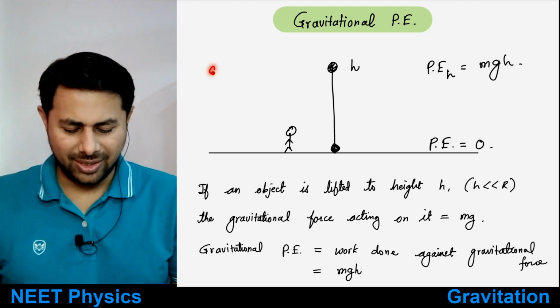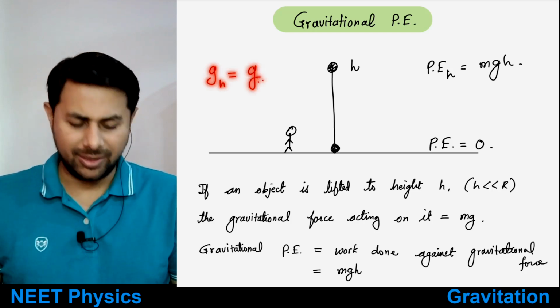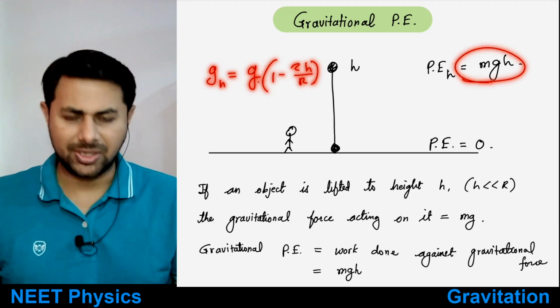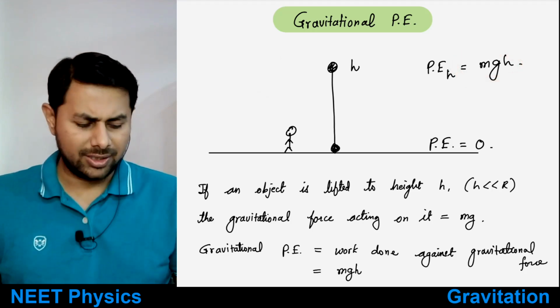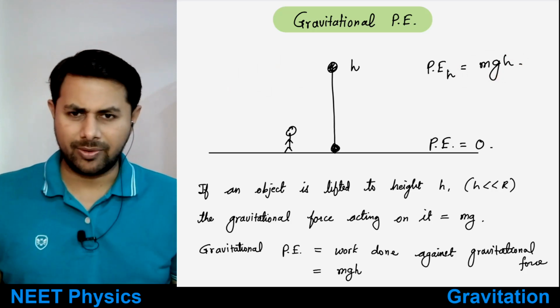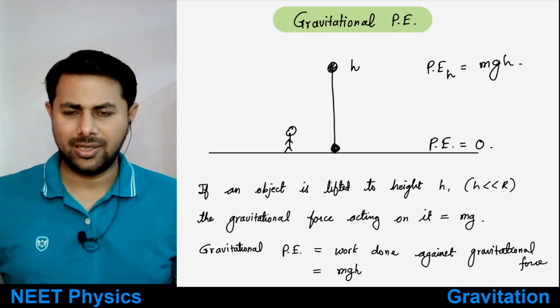You have g at height h equal to g multiplied by 1 minus 2h upon r. So this formula for potential energy is not quite correct. It is applicable for very small heights. Then you can find out change in potential energy, work done, etc. Is this thing clear? Yes, no?